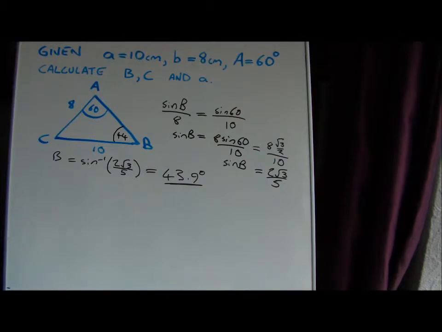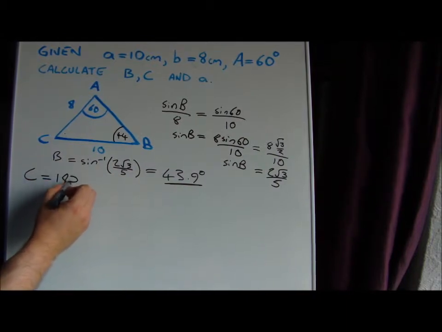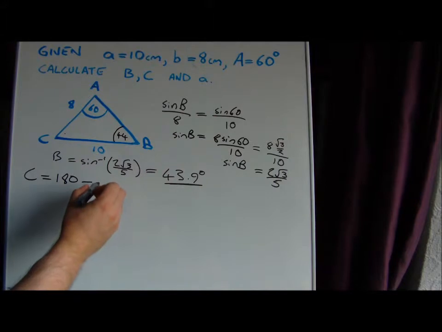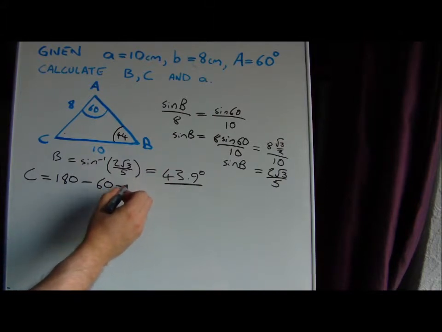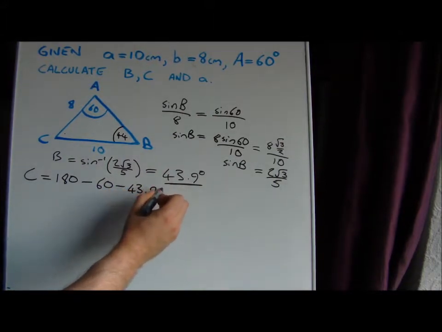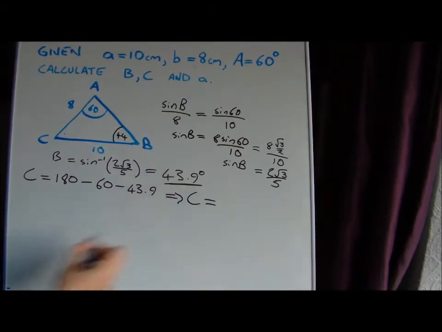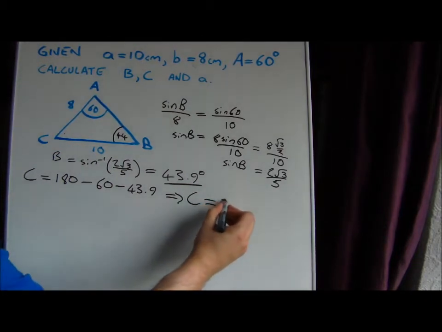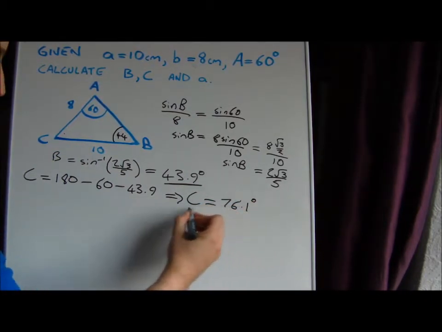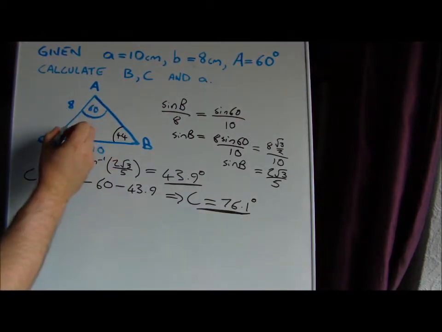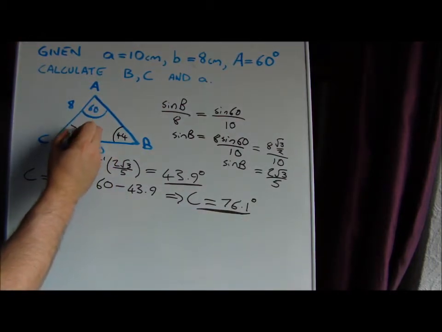Now we can calculate angle C, because we know the angle sum of a triangle is 180 degrees. We already know A and B. So angle C is just 180, and you can subtract the angle that we're given. So that's 60 and subtract 43.9. So we're able to calculate that angle C is equal to approximately 76.1 degrees. Okay, so now we know all the sides of all the angles of the triangle.